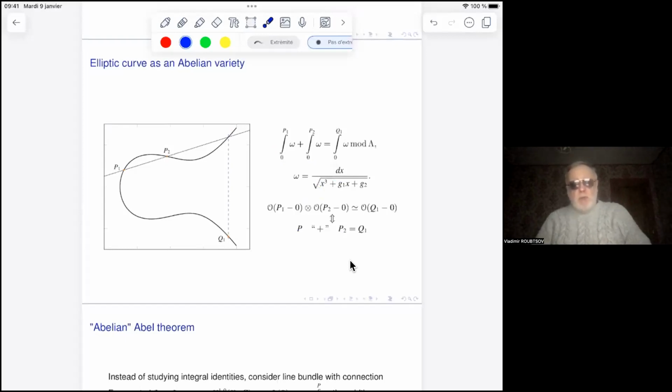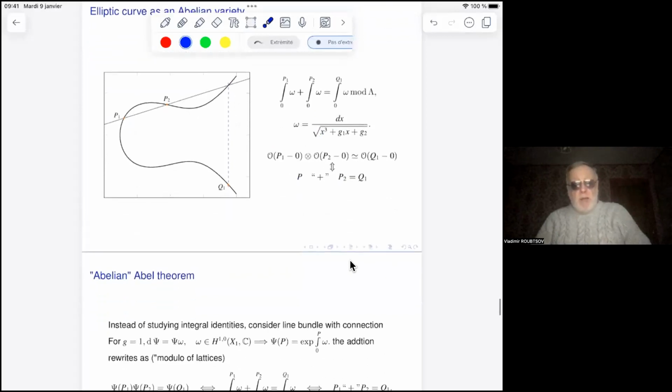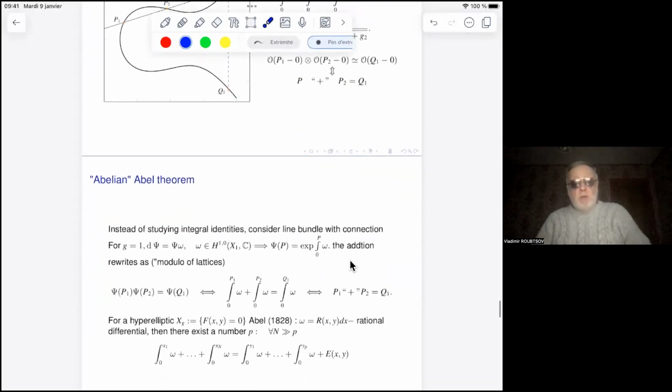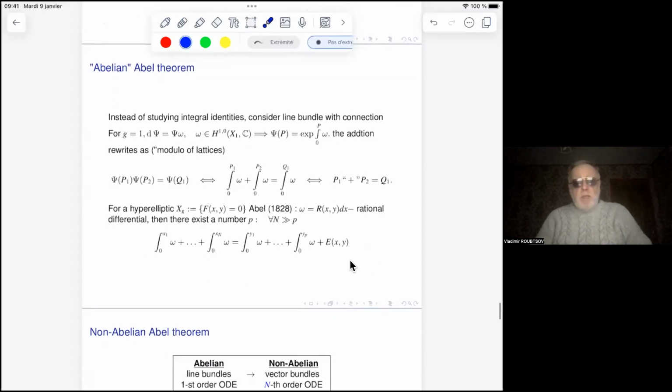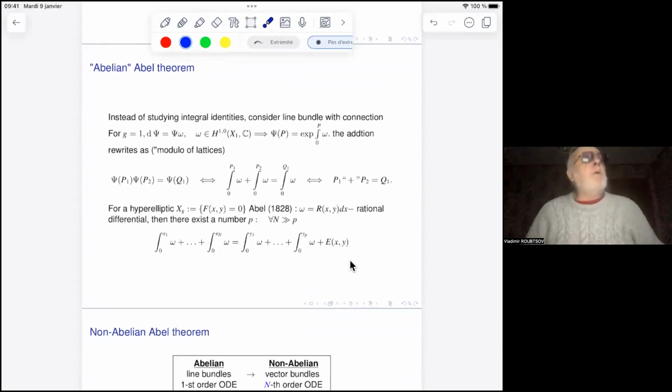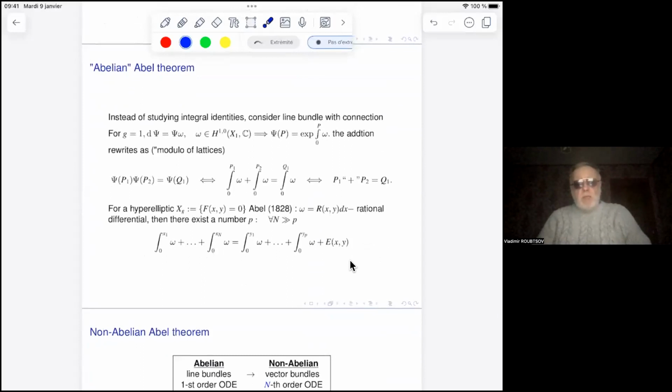And that's what people usually call the simplest form of the Abelian law on an elliptic curve. But we can also generalize this addition law, following Abel, in the following form. Instead of this integral identity, we can consider a line bundle with connection, and take the Pfaff differential equation d psi equal to psi omega.